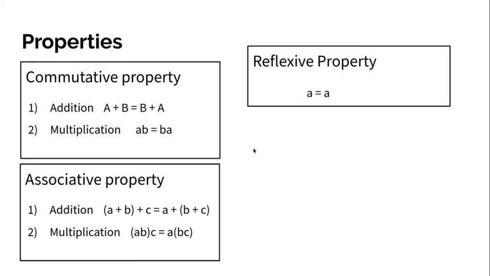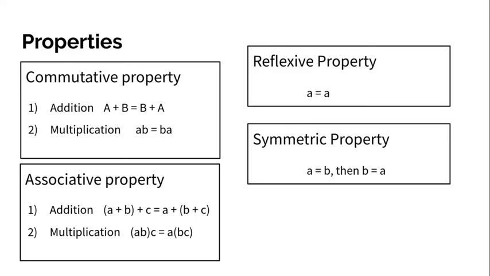Then we have the reflexive property, and that property just states the obvious, which is that each number is equal to itself. Then we have the symmetric property, and the symmetric property tells us that it doesn't matter which order I put, like the x can be here and the number here, or the number here and the x here. But we usually put the x on the left side. x equals 5, but 5 equals x is the same thing. It's just a matter of preference.